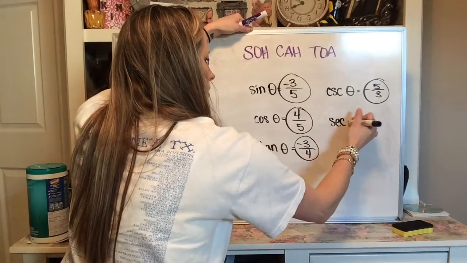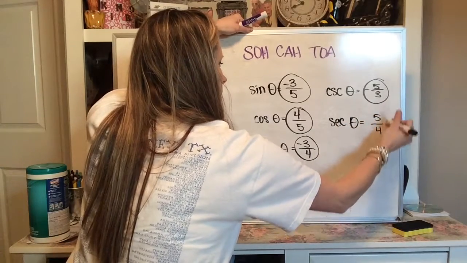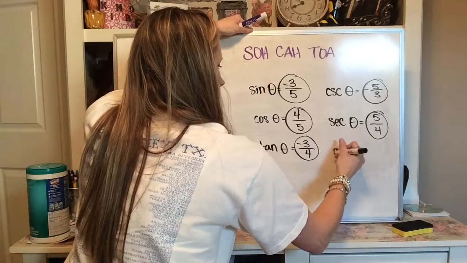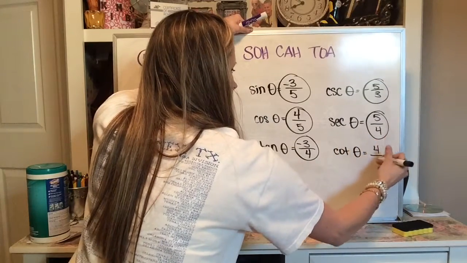Secant is going to be 5 over 4. And cotangent is going to be 4 over -3.